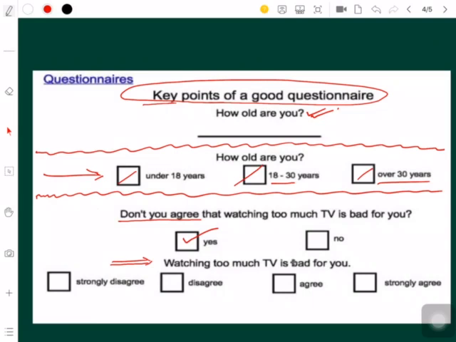Watching too much TV is bad for you. Now he is stating to you, watching too much TV is bad for you. Either you have to agree, or disagree, or strongly disagree. Let us say you disagreed. No, it's not bad for me. I watch Discovery all the time, National Geographic, Discovery Turbo, and other things which help me to gain more and more knowledge. But it is contradicting your answer number one.